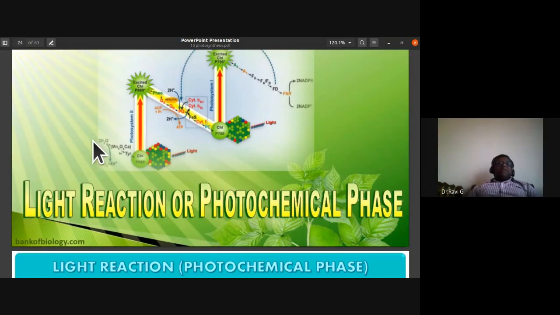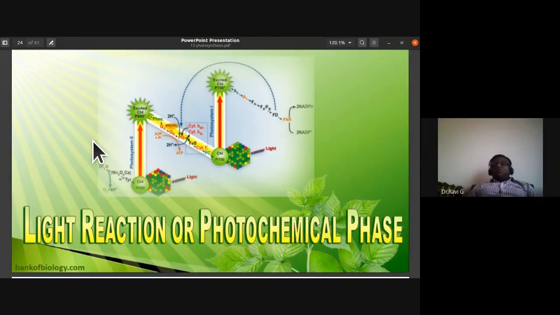The next concept is the light reaction or photochemical phase. I've already discussed that photosynthesis can be studied in two stages, the light reaction and the dark reaction. The light reaction is also called the photochemical reaction, and the dark reaction is also called the biochemical reaction.